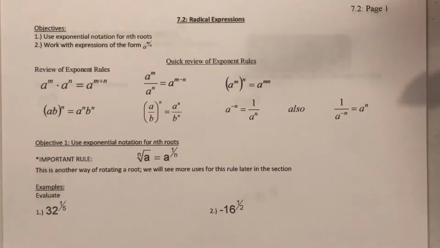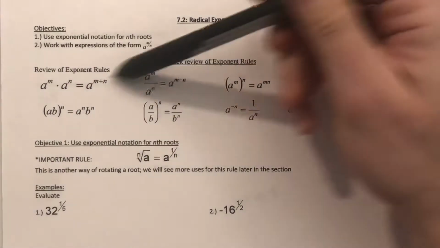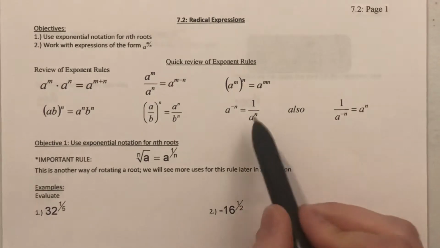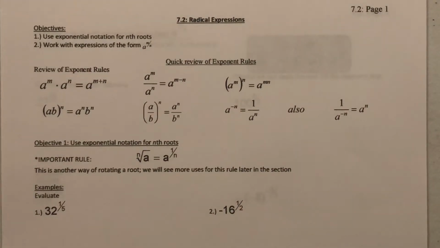So in 7.2, we take a look at radical expressions and how they can be represented as rational exponents or fractional exponents. There's a quick review of exponent rules up here. We're not going to really need a whole lot of them in this section, but since we're dealing with exponents, I want to remind you of them. There is one, this interpretation of a negative exponent, that will be crucial a little later on in this section.